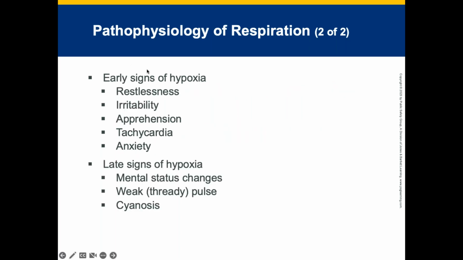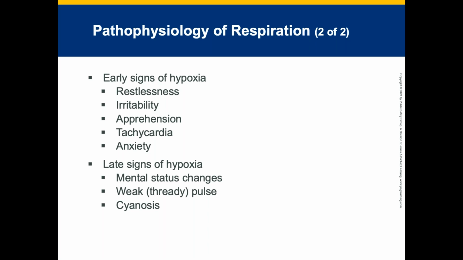The onset and degree of tissue damage caused by hypoxia often depends on the quality of ventilation. Right? Quality of ventilation. We can change that degree of tissue damage from hypoxia if recognized early, okay, and we start treating it with ventilation. Right? Early signs of hypoxia include restlessness, irritability, apprehension, tachycardia, anxiety. Those are early signs of hypoxia.